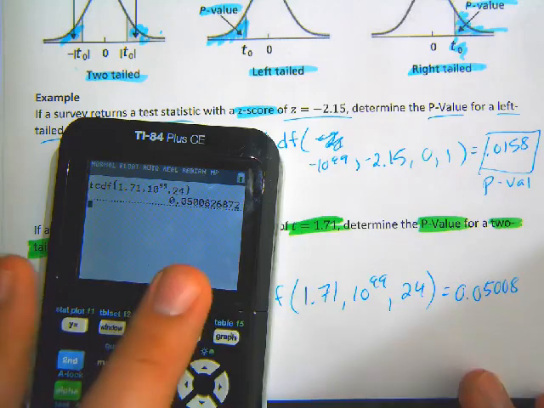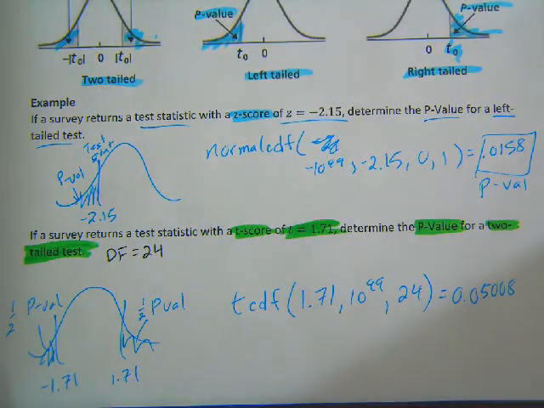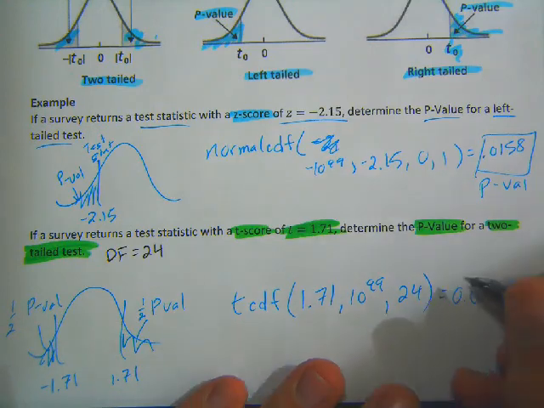So this would give me 0.05008. So this one is just slightly above 5%. So this one actually would fail to reject on like a 5% level test. But if you had like a 10% level test, this would reject. So again, if you take this value, this is your p-value.